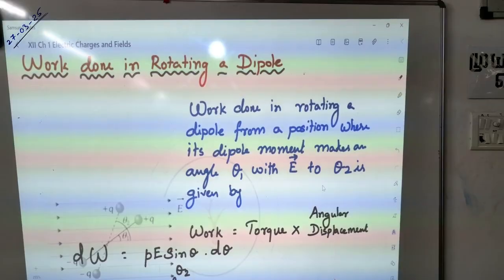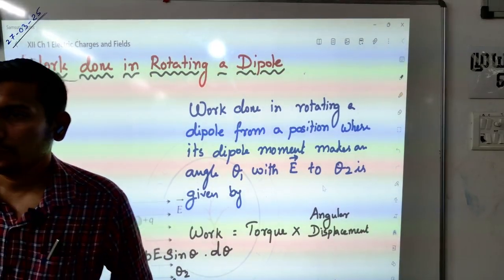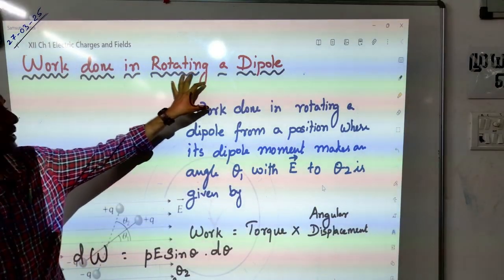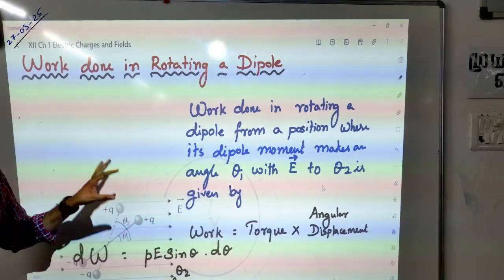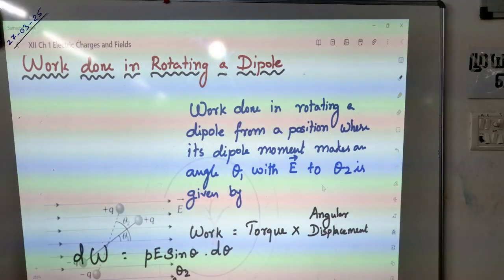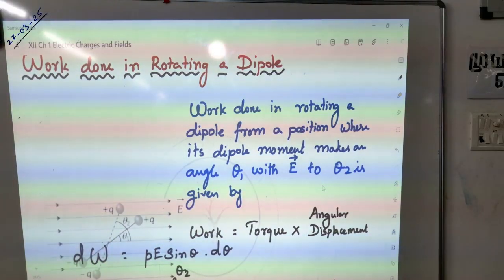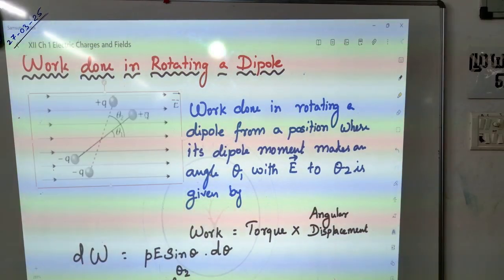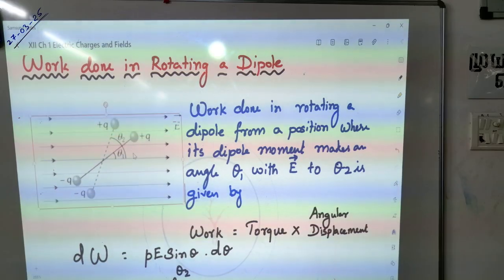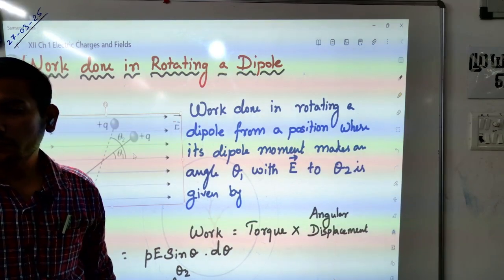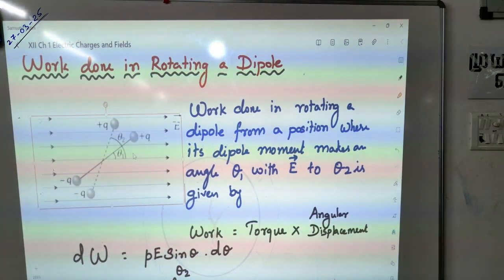So work done in rotating a dipole. Take the next part: the work done in rotating a dipole. So now I am going to take a dipole and I am going to rotate it. To do that, how much work should I do? The question.